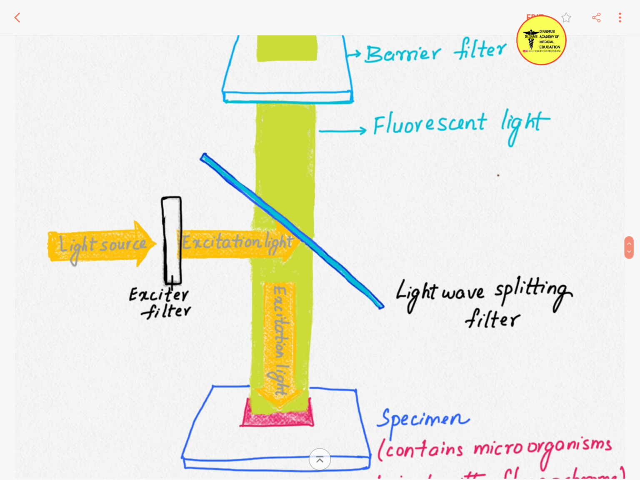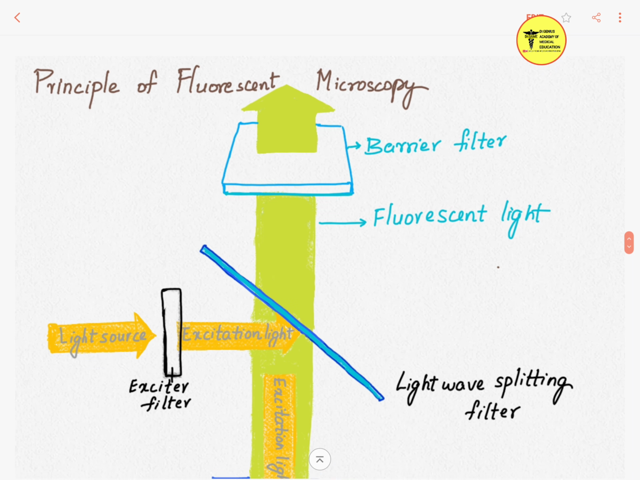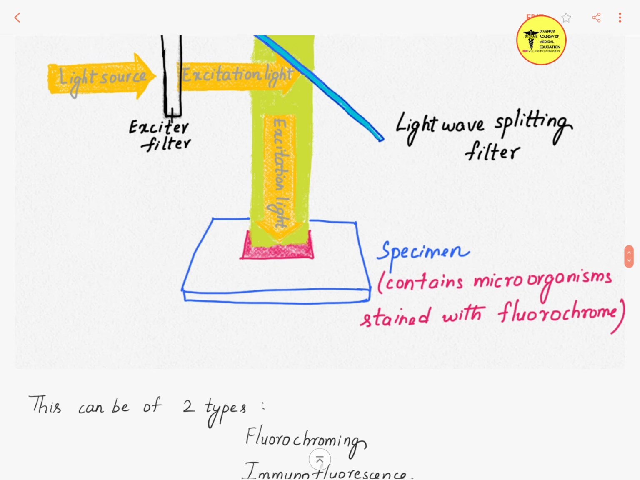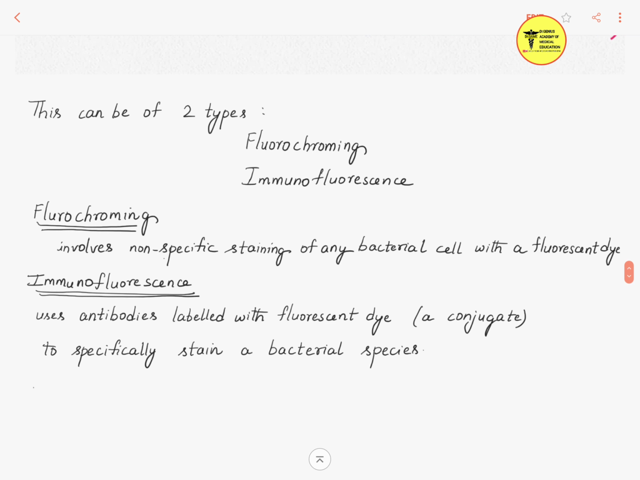Microorganisms in a specimen can be stained with a fluorescent dye. On exposure to excitation light, organisms are visually detected by the emission of fluorescent light by the dye with which they have been stained. The staining can be of two types, fluorochroming and immunofluorescence. Fluorochroming involves non-specific staining of any bacterial cell with a fluorescent dye. Immunofluorescence uses antibodies labeled with fluorescent dye, a conjugate, to specifically stain a bacterial species.